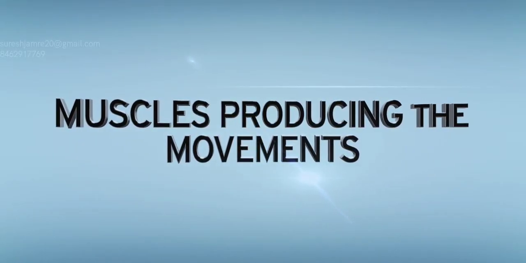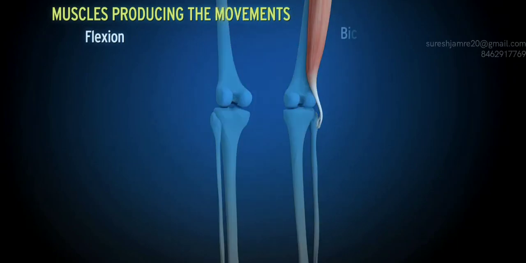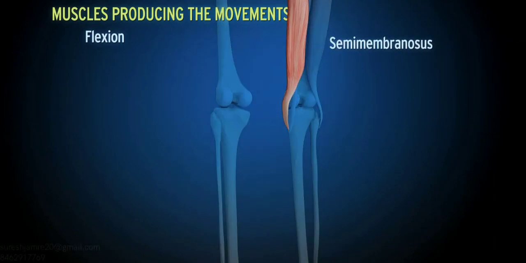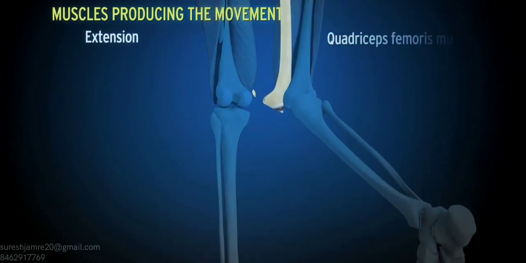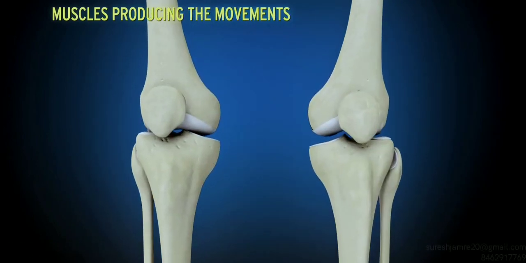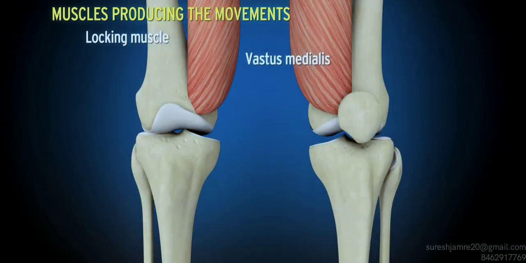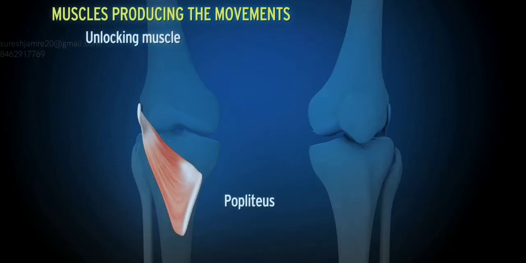Muscles producing the movements. Flexion: biceps femoris, semitendinosus, semimembranosus. Extension: quadriceps femoris muscle. Locking muscle: vastus medialis. Unlocking muscle: popliteus.